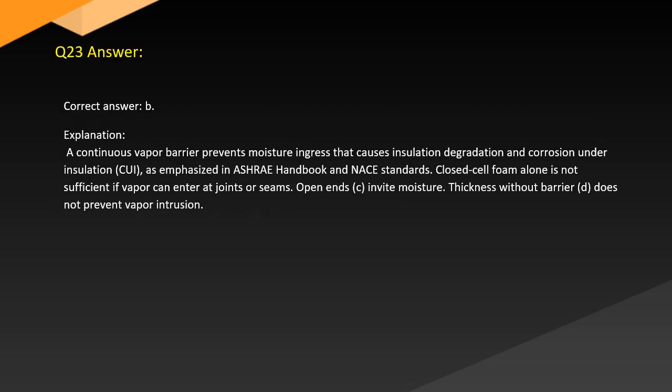Correct answer: B. Explanation: A continuous vapor barrier prevents moisture ingress that causes insulation degradation and corrosion under insulation. This is emphasized in the ASHRAE Handbook and NACE standards. Closed-cell foam alone is not sufficient if vapor can enter at joints or seams. Open ends, C, invite moisture. Thickness without a barrier, D, does not prevent vapor intrusion.